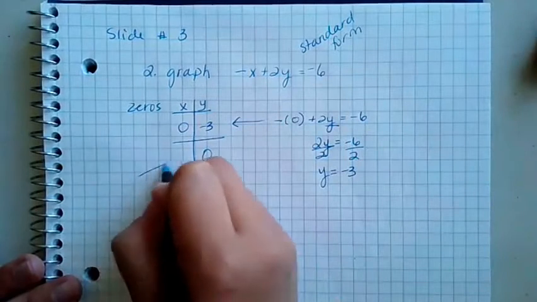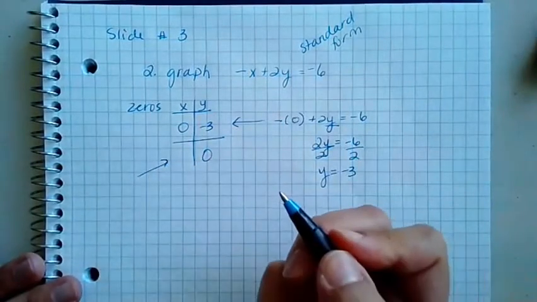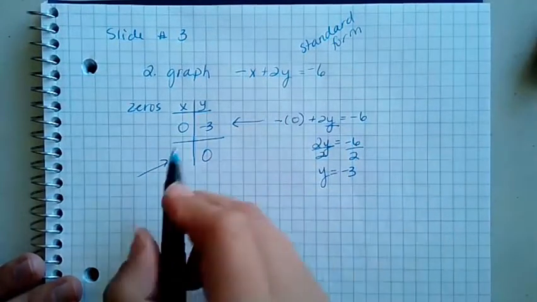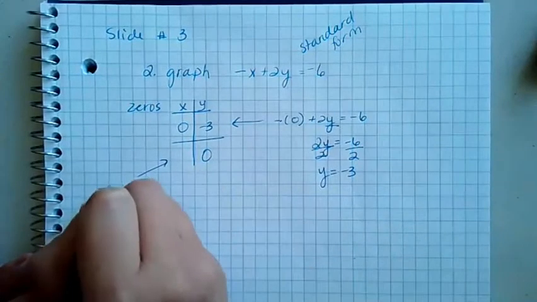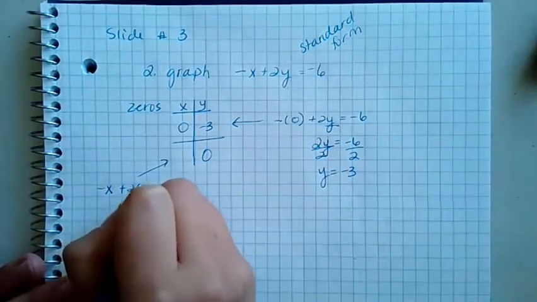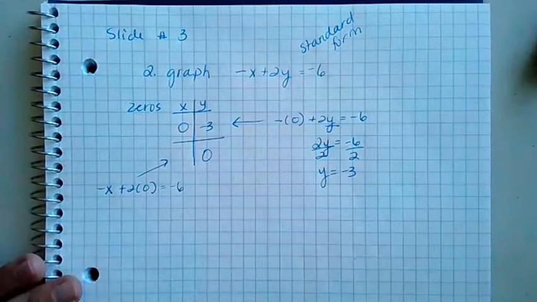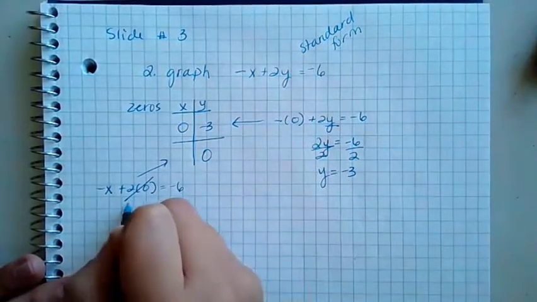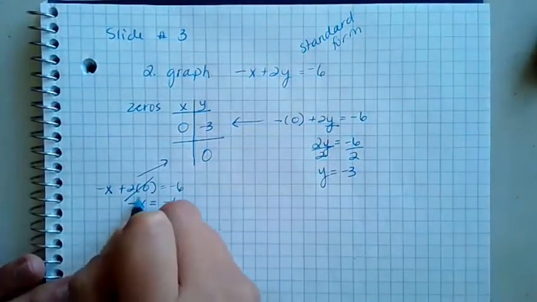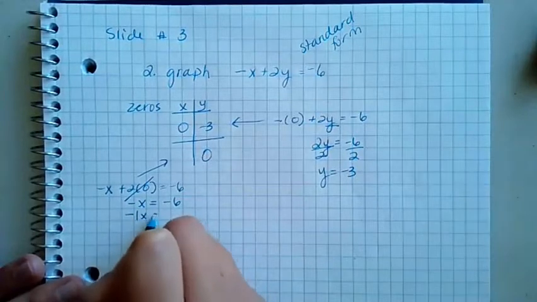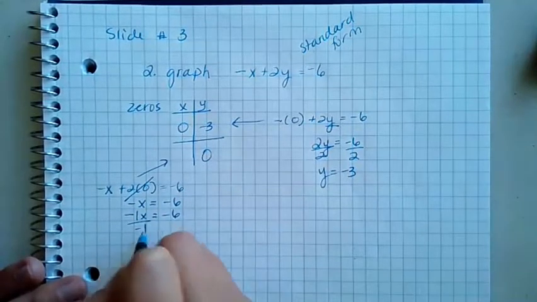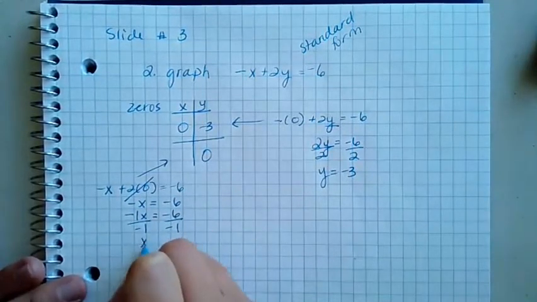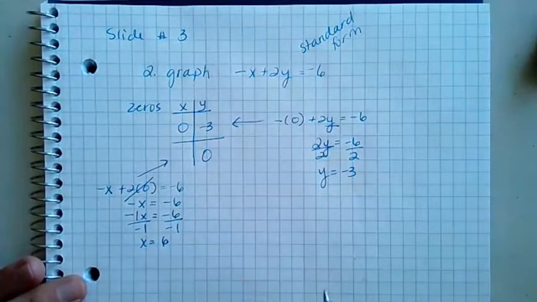And then if I do my other one, I plug 0 in for y this time. So negative x plus 2 times 0 equals negative 6. And I solve, that's nothing. Negative x equals negative 6, and this is really the same as saying negative 1x. So we divide both sides by negative 1, and we get x equals positive 6.